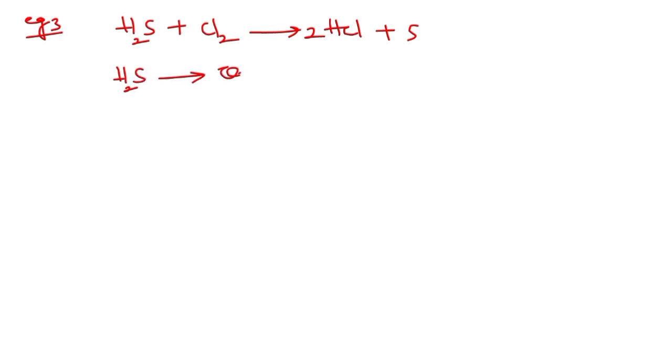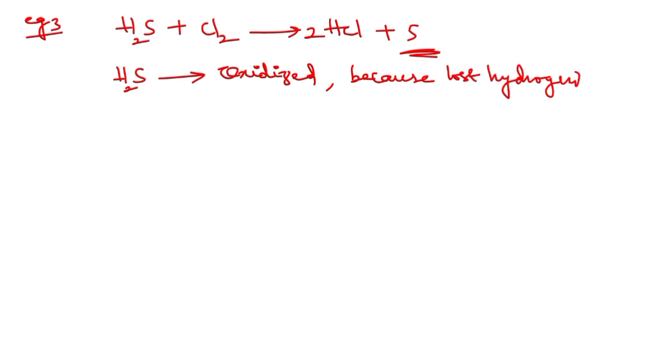Example 3, which is hydrogen sulfide plus chlorine gives HCl plus S. Here H2S was oxidized, it lost hydrogen and only sulfur remains, and chlorine is reduced. Why? Because in the products, hydrogen is added to chlorine and it becomes HCl. Hydrogen is added.